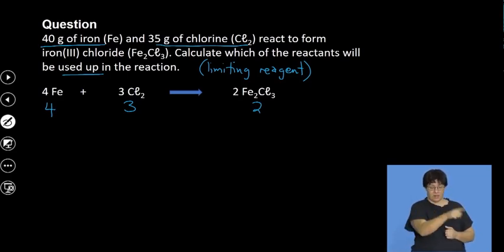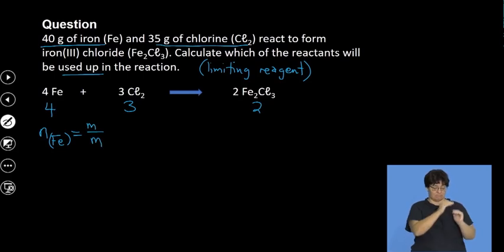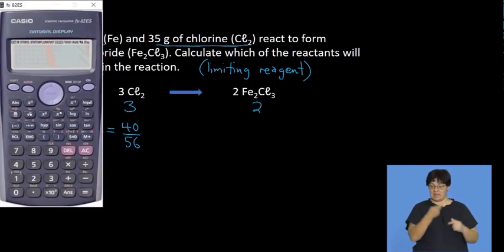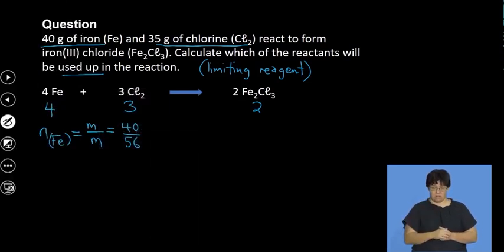We know that the moles of iron is equal to the mass of the sample over the molar mass. What's the mass of the iron sample that is given? It's 40 grams, divided by the molar mass, which is 56. So the moles is 40 grams divided by 56 grams per mole. That gives us, as a decimal fraction, 0.71 moles. So this is equal to 0.71 mole.